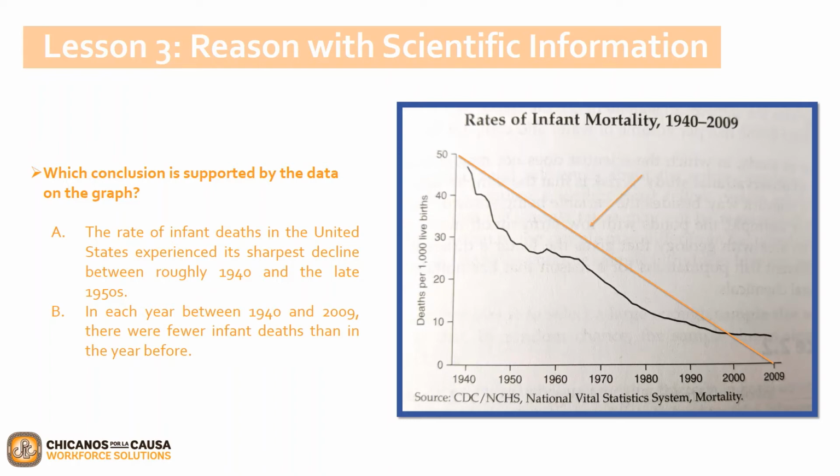If we take a close look at the graph between 1940 and the 1950s, we can visibly see that there is a significant sharp decline between this decade. Therefore, to answer the question, we can determine that the correct answer is A. The rate of infant deaths in the United States experienced its sharpest decline between roughly the 1940s and the late 1950s. Now we're going to look at another example using the same graph.